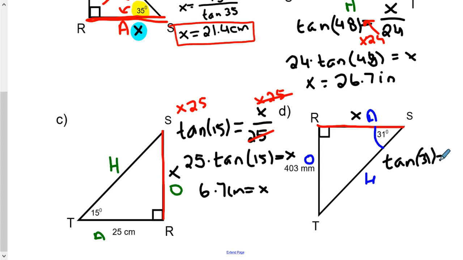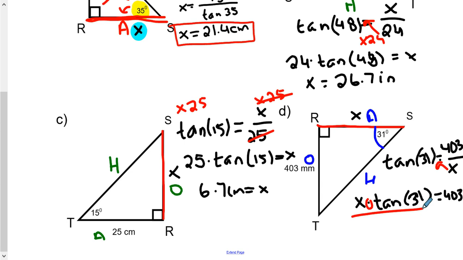This time, 403 is our numerator, that's our opposite side. X goes on the bottom. When our x is on the bottom, it usually involves a couple more steps. I cross multiply that x. So then I have x times tangent of 31 equals just 403. Then I have to divide again. So a little more work when that x is there, because now I have x being multiplied by something.